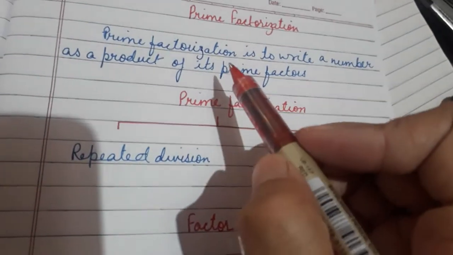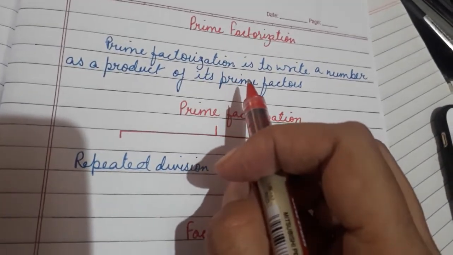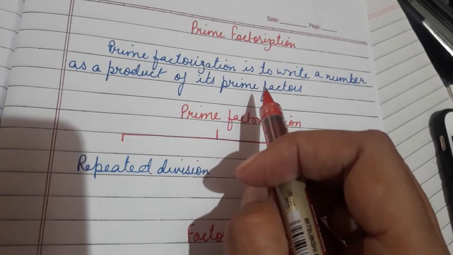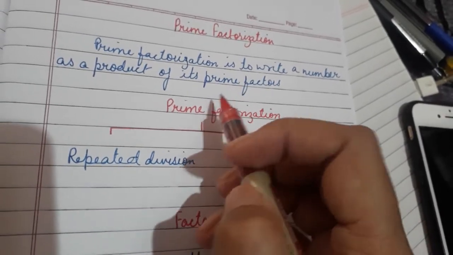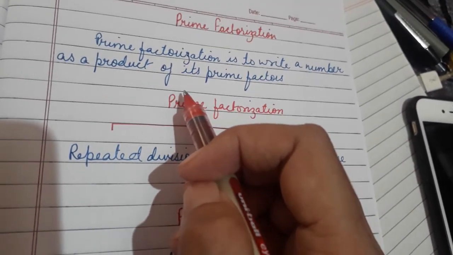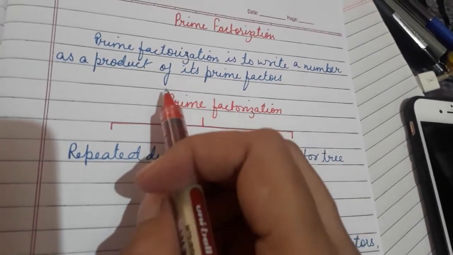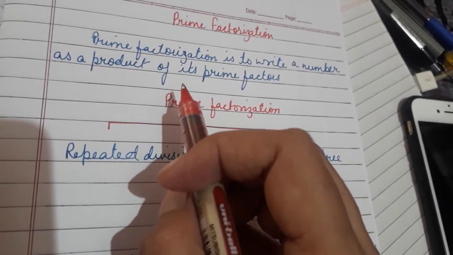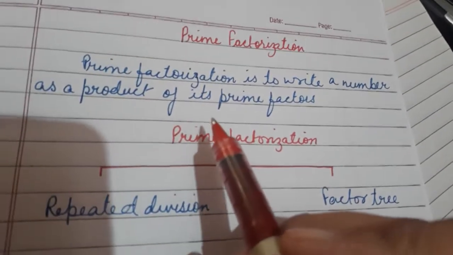If I say, suppose I take a number 180. So 180 is a product of numbers. If we multiply 2 and 90, we will get the answer 180. But here 90 is not a prime number, but yes, 2 is a prime number.